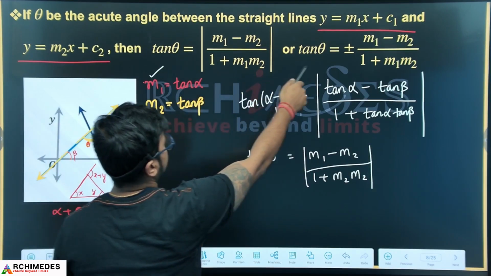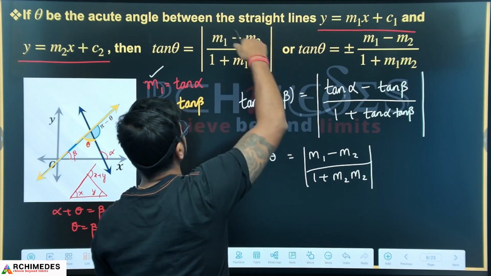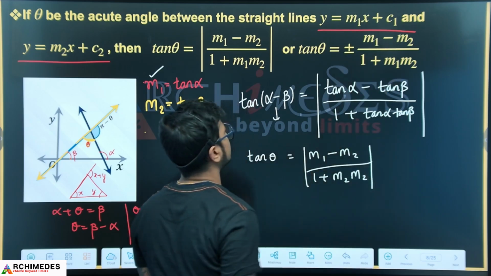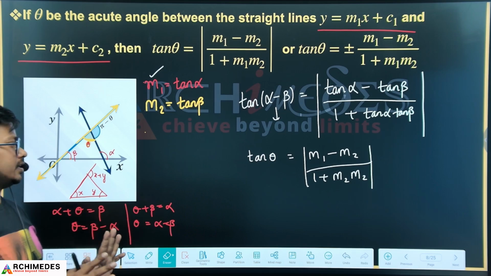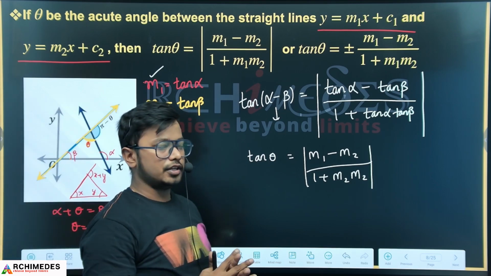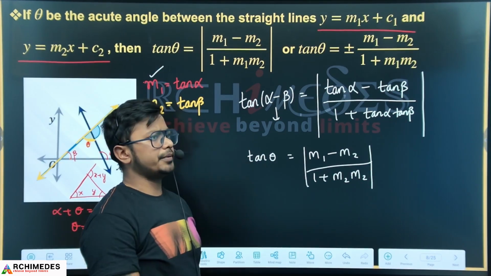Tan theta equals 0, or tan theta equals plus or minus, because when you remove the modulus, it becomes plus minus, both values. So copy this. This is how to find the angle between two lines. This is the last concept, then we'll proceed to the sums. The main part is understanding the concepts of the line. If you understand all the concepts, then the sums will be easy.